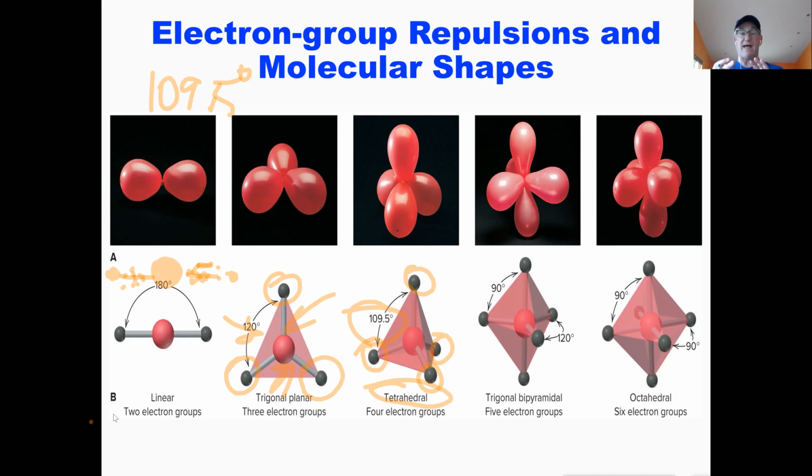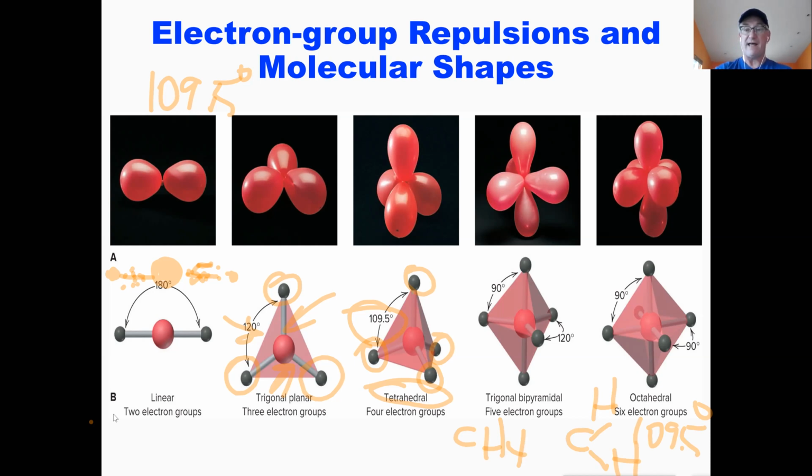109.5. So if you have a perfectly symmetrical tetrahedral molecule, like for instance, methane, the bond angles between each of the carbons and 2 hydrogens, they're all exactly 109.5 degrees. Precisely, because that is the maximum distance those hydrogens can be apart from each other. When we start throwing in lone pairs, that changes the angles.